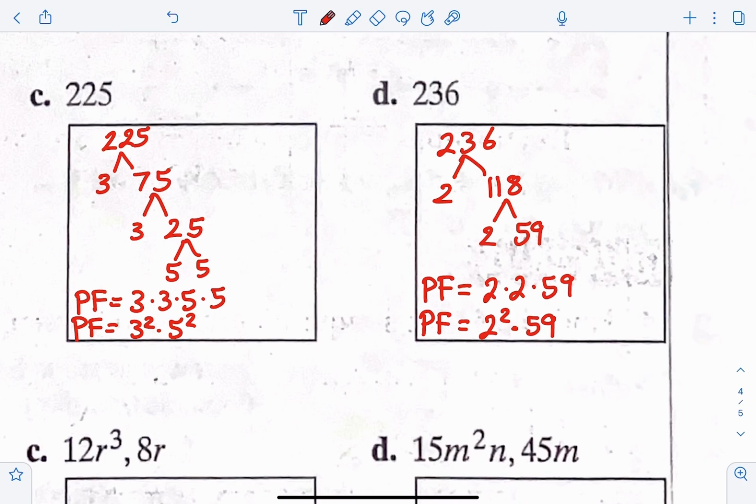All right, so that's it for part 1 of lesson 4-3 on prime factorization.